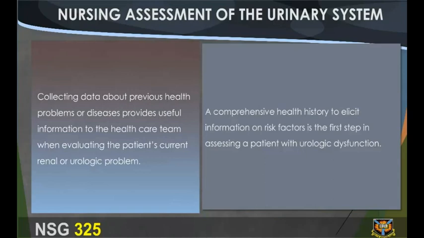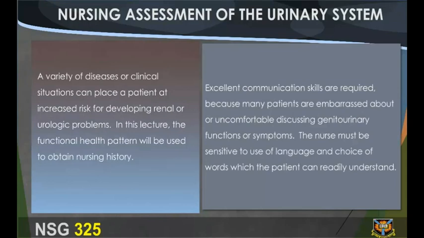Nursing assessment of the urinary system. Collecting data about previous health problems or diseases provides useful information to the healthcare team when evaluating the patient's current renal or urologic problem. A comprehensive health history to elicit information on risk factors is the first step in assessing a patient with urologic dysfunction. A variety of diseases or clinical situations can place a patient at increased risk for developing renal or urologic problems.